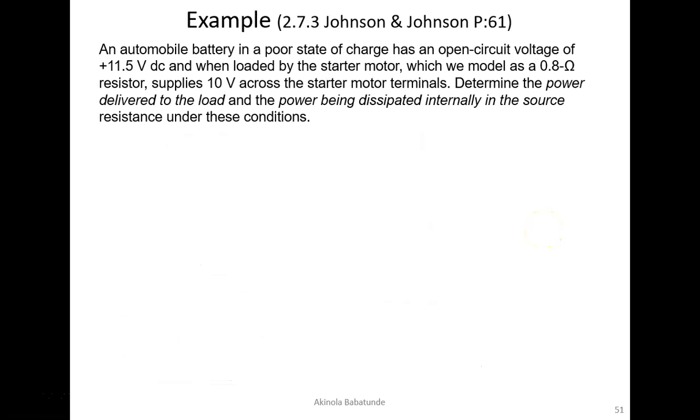Here is another example that is important regarding all the discussions we've had. An automobile battery in a poor state of charge has an open circuit voltage of 11.5 volts DC, and when loaded by the starter motor, which we model as a 0.8 ohm resistor, supplies 10 volts across the starter motor terminals. Determine the power delivered to the load and the power being dissipated internally in the source resistance under these conditions.